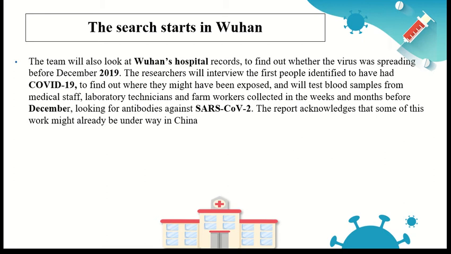The researchers will interview the first people identified to have had COVID-19 to find out where they might have been exposed, and will test blood samples from medical staff, laboratory technicians, and farm workers collected in the weeks and months before December, looking for antibodies against SARS-CoV-2. The report acknowledges that some of this work might already be underway in China.